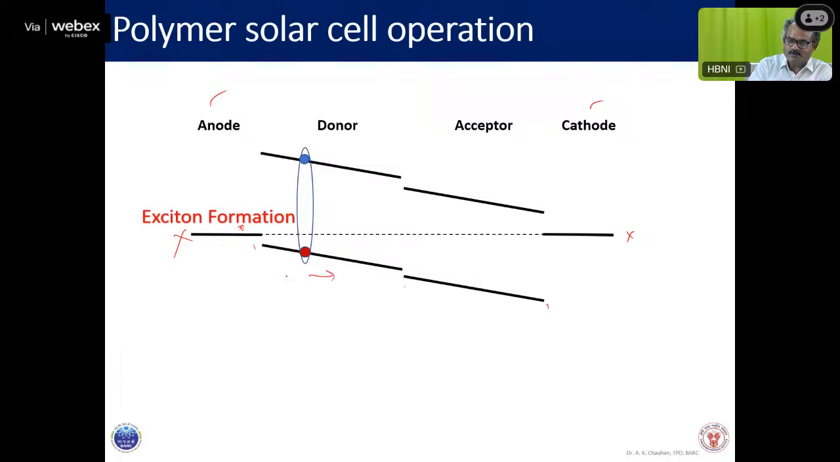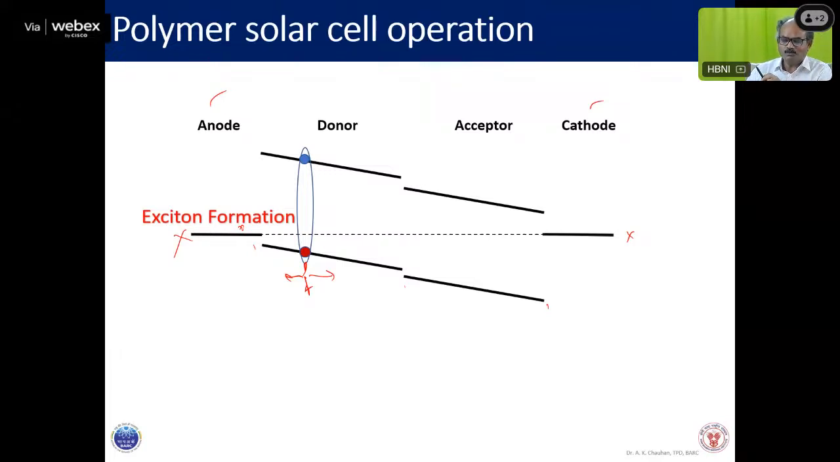Some will move this side, some will move that side. So the probability of moving in all four or five directions is the same, because it's charge neutral. So it can move in any direction. And because it remains together during this period, there is a strong probability that it can recombine. If it recombines, that is lost. So all these problems are reducing the efficiency of the overall solar cell.